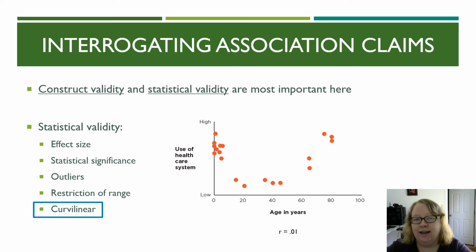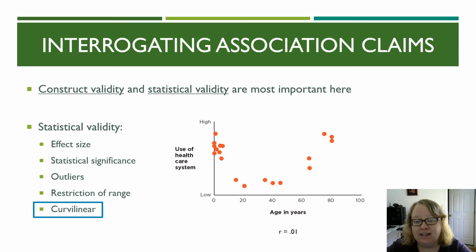It's not a straight line. If I tried to draw a straight line through this, it wouldn't really capture this relationship because it's curvilinear. If you're going to draw a line through the dots, it would look like the mouth of a smiley face, right? That's a curvilinear association. Now the issue here is that r, the correlation coefficient, doesn't assess this. It only looks at linear relationships. r cannot assess curvilinear relationships.